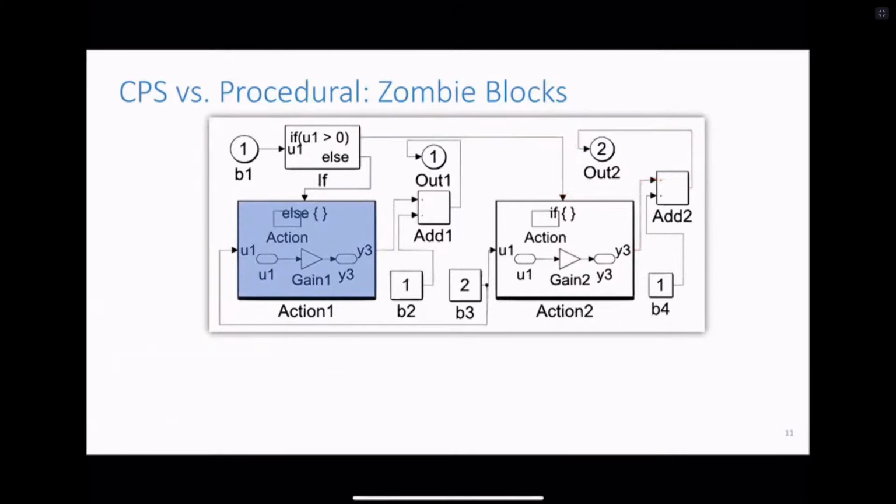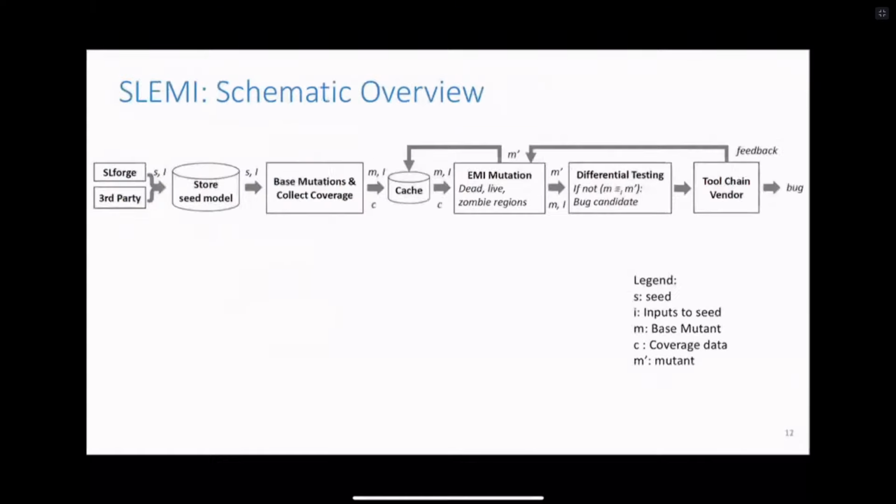That means action 1 will never be executed, so it has properties of dead blocks. However, it is also sending output to another live region in the code. That means it has the property of live code as well. So we coined these blocks zombie blocks, and they have to be treated carefully when we are doing mutations in CPS.